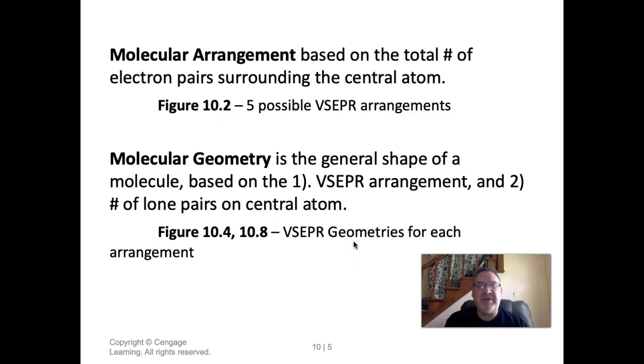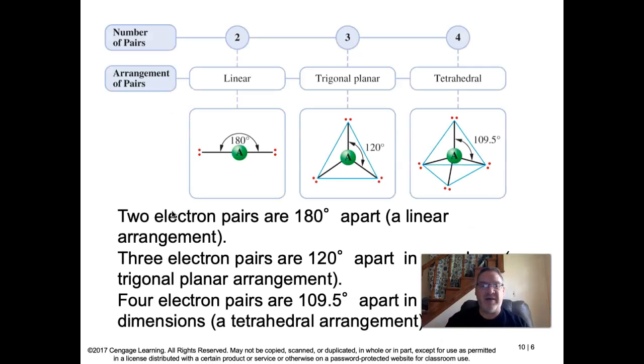Like I said, arrangement and geometry are two very distinct terms. Arrangement, as it says here, is the total number of electron pairs on the central atom. That's going to be key. And we're going to talk about what we mean by total pairs. Geometry is going to be based on what the arrangement is, and then of those pairs, how many of them are lone pairs on the central atom.